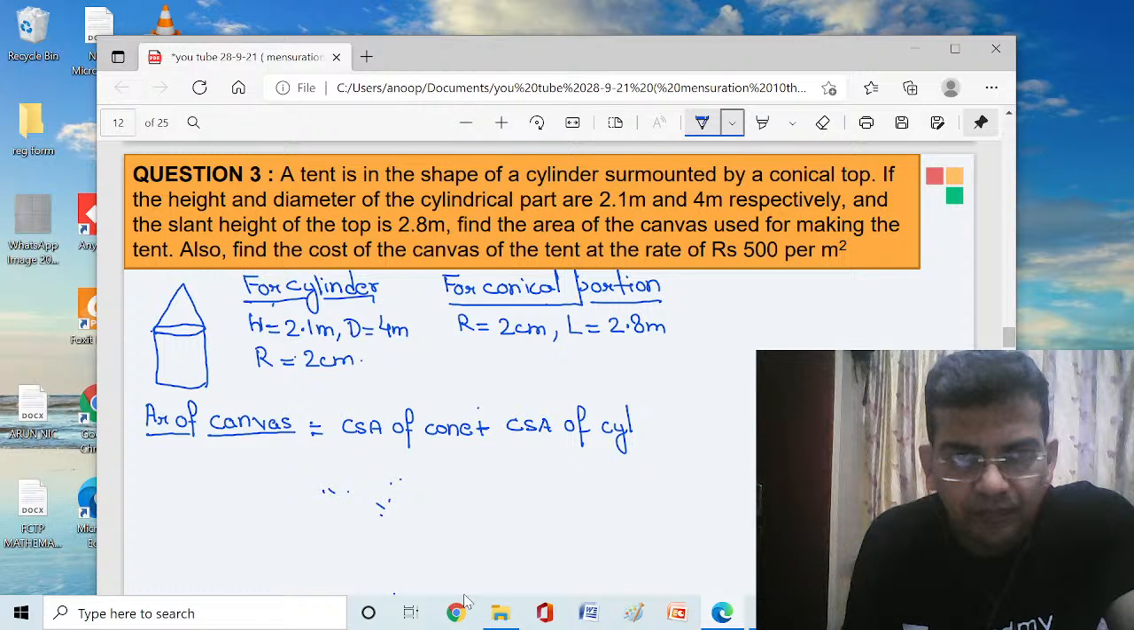Cone is pi r l and for cylinder it is 2 pi r h. So we can take pi r common.